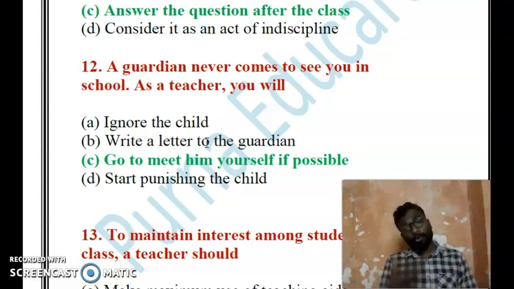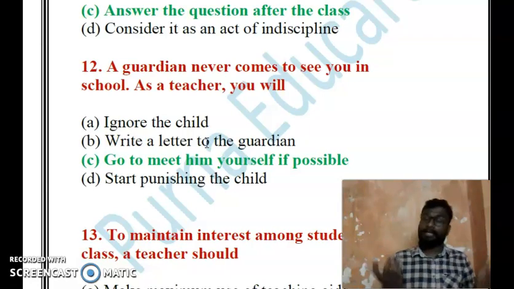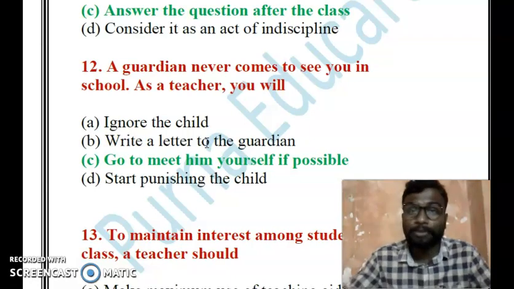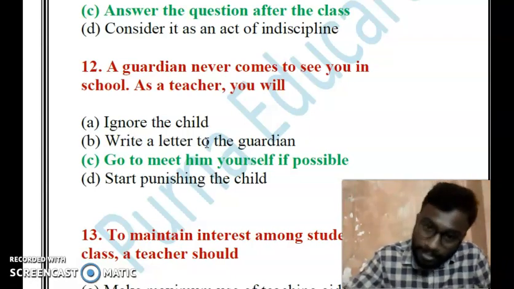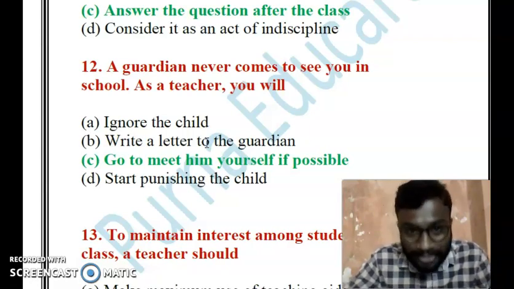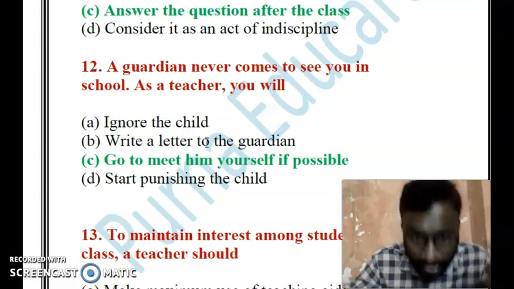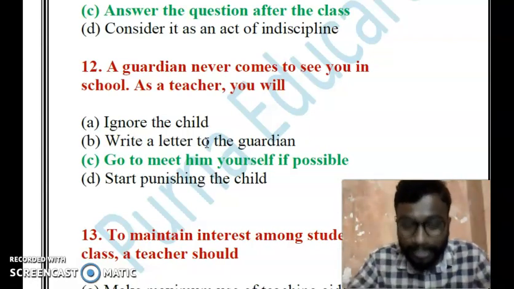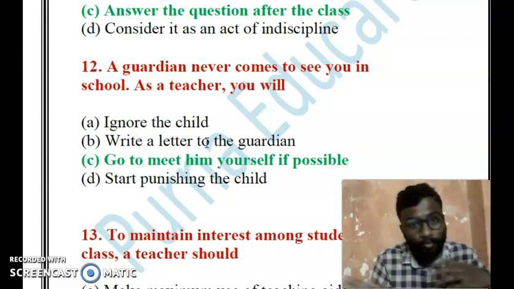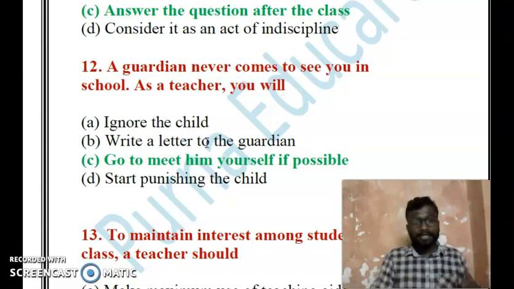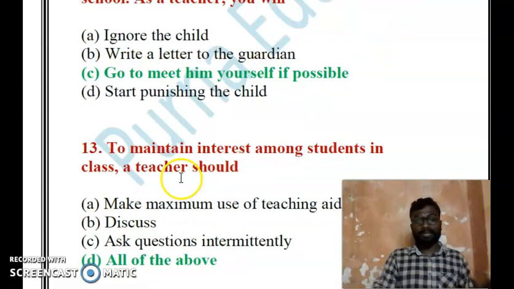It is better to go and meet him personally if possible, so that we will understand from what perspective the guardian is speaking, what problems are being faced by the guardian, and what the guardian's understanding of his or her child is. Automatically that kind of understanding will come to us, right? So once we meet them, we will be in a position to understand in what area of understanding they are on their children, right? It is better to meet them personally.